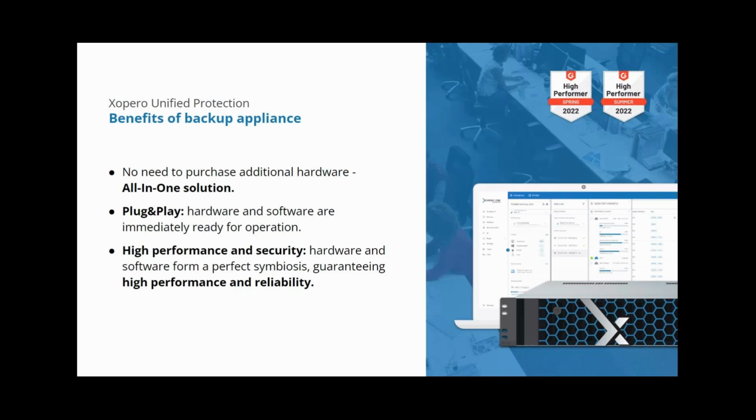Of course, we put a lot of attention to security, so the data is stored in non-executable form. As I mentioned before, when talking about Xopero One, and of course, Xopero Unified Protection storage is built with write once, read many policy, thus giving you the best possible ransomware protection for your backups.